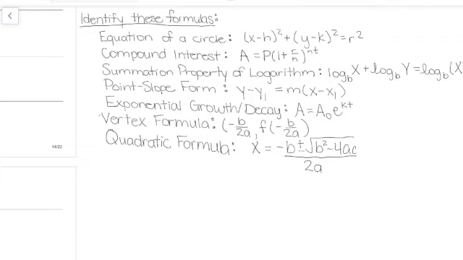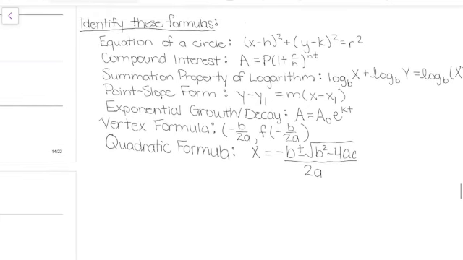All right, I'm doing the last 3 problems, but before I do that, I wanted to say, check out these formulas, make sure you can identify them. What that means is it'll say which of the following is the equation of the circle, and it'll give you 3 choices. You need to pick the right one as the equation of the circle, and it asks for all of those.